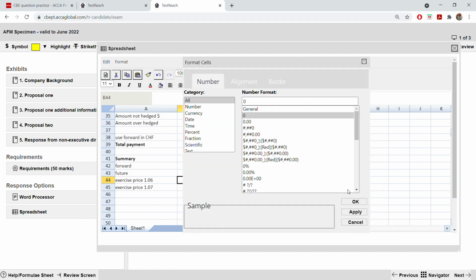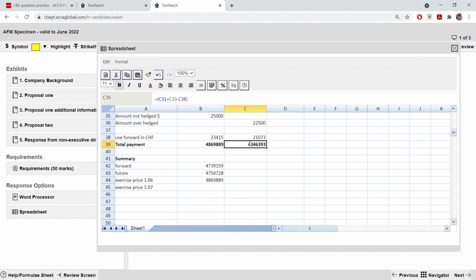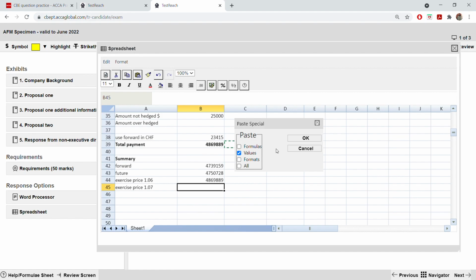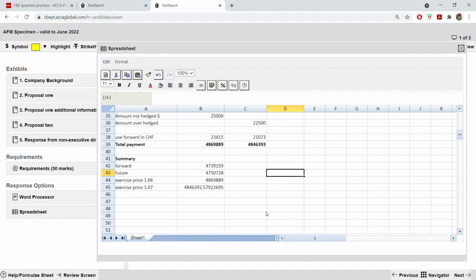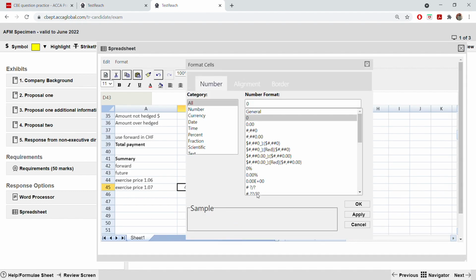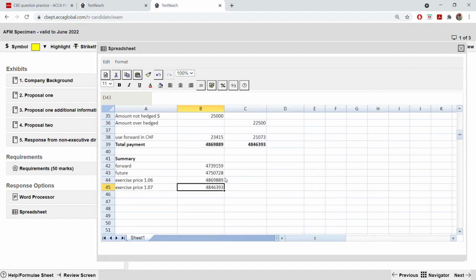Every time you have to format cell. So now you can easily compare and see which one is giving you the lowest payment. Right? You can see that the lowest payment is under forward and the highest payment is under the two option.